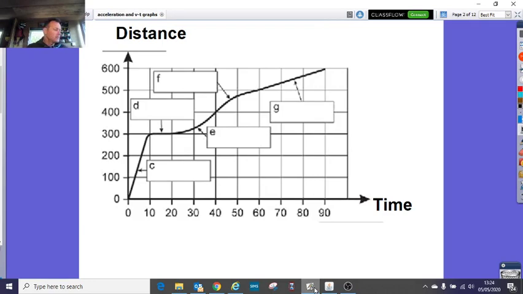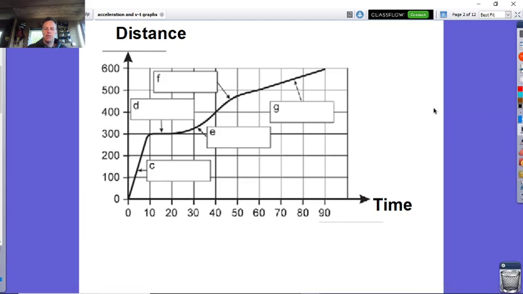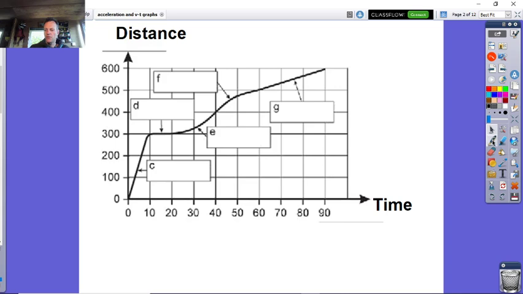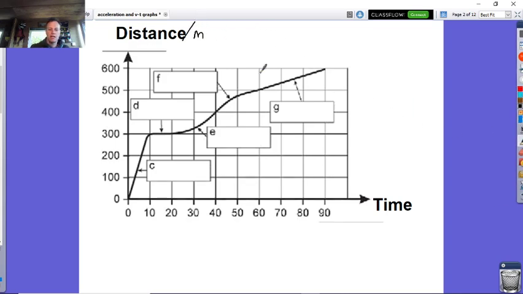This video is all about acceleration, velocity, time graphs. As I always do, though, I'd like to give you a little starter to get you going. You have done distance time graphs. Here I've got distance in meters, and time in seconds. And what I've got here is a distance time graph.